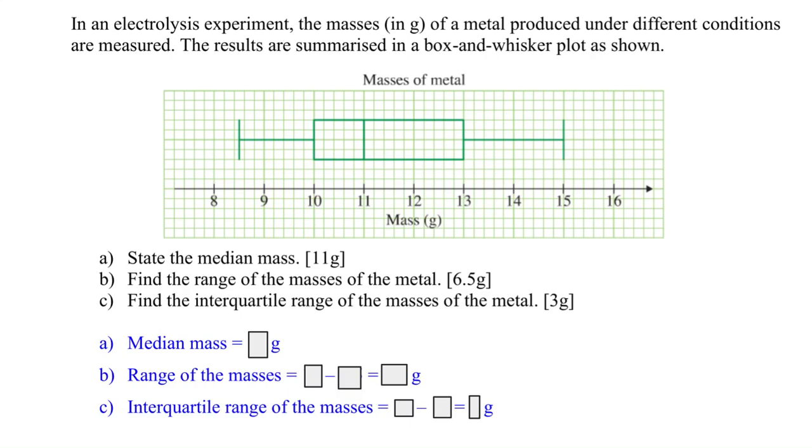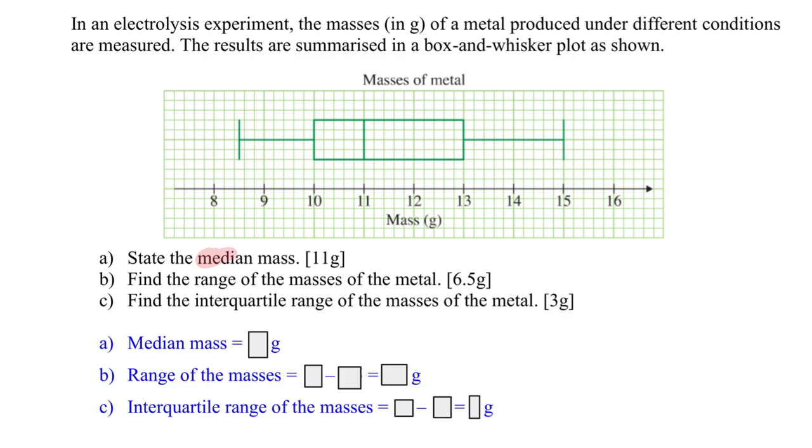Hello everyone, welcome to this video where we are given this particular problem about an electrolysis experiment, and the masses in grams of a metal being produced under different conditions are being measured. They summarize this in a box and whiskers plot as shown here.